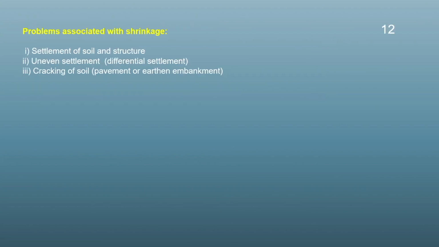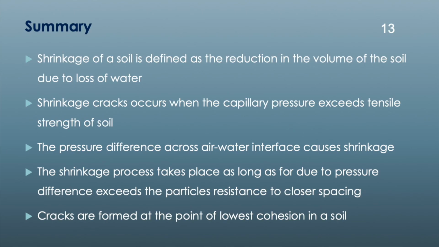The problem associated with shrinkage is settlement. As I told you earlier, if the settlement is uniform, then it can go unnoticed, but if the settlement is not uniform, or when there is differential settlement, then the structures above the soil will be under stress and may get damaged. Similarly, the cracking phenomenon which is associated with shrinkage can cause problems to the pavement or the earthen embankment. These are the few points which I discussed in today's class.